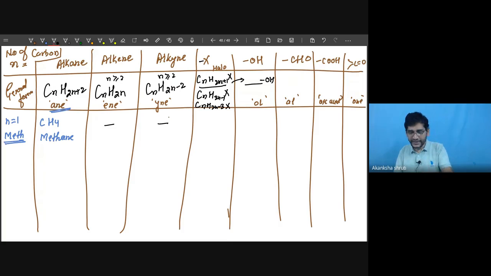Now coming to this. Yes, alkane with 1 halo is possible. So let me write 1. It becomes CH3, with one hydrogen replaced by Br.